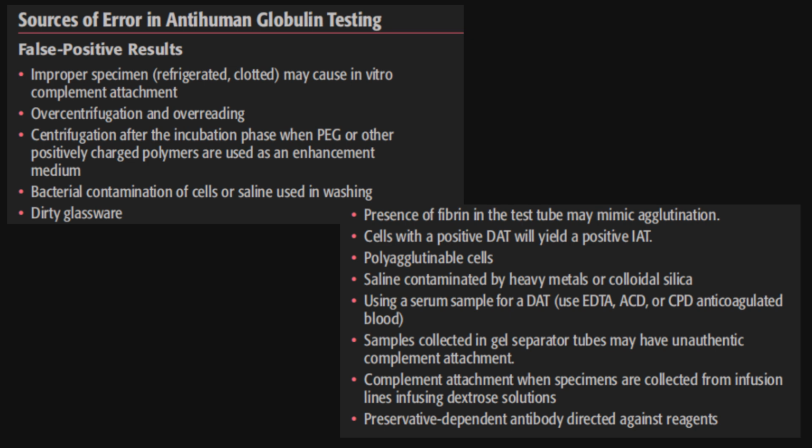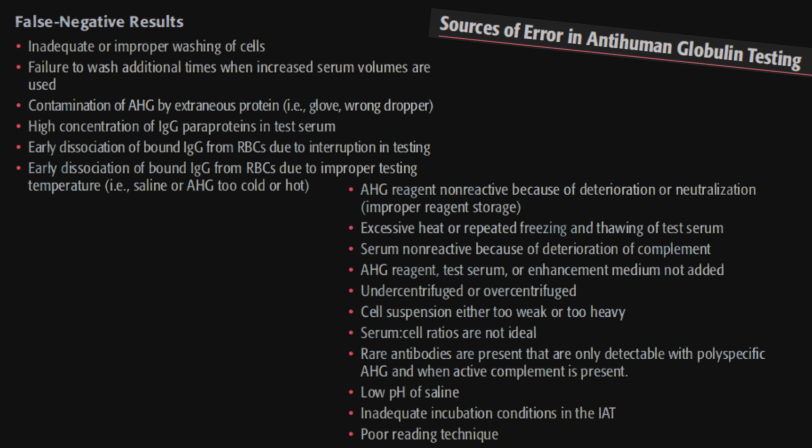Cells with a positive DAT will yield a positive IAT, so false positive results. Saline contaminated by heavy metals or colloidal silica. Using a serum sample for DAT, samples collected in gel separator tubes, so an authentic complement attachment. When specimens are collected from infusion lines, or drug-dependent antibody against reagents, all those things can cause false positive results. We also have false negative results.